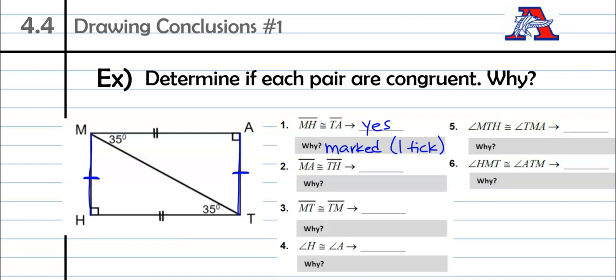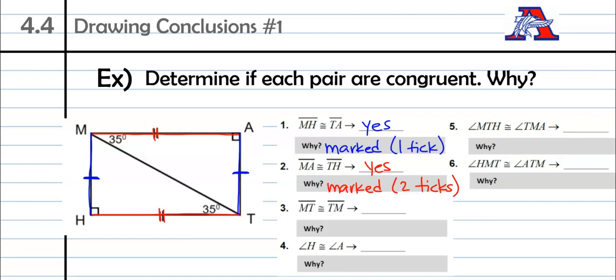I'll switch colors here to red. This time we're being asked if MA, so M to A, is congruent to TH. And I noticed that I went through 2 tick marks and 2 tick marks, so yes, those two sides are congruent. The reason, they're marked, and they had 2 ticks each.